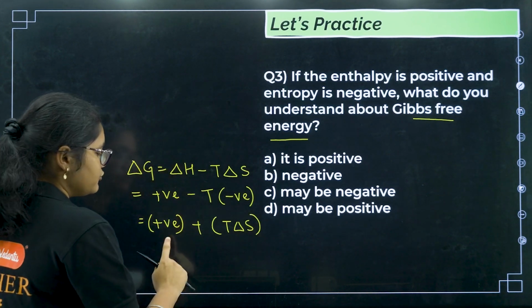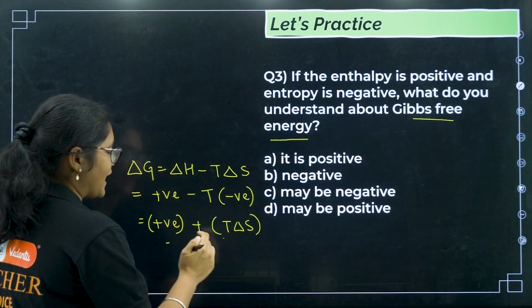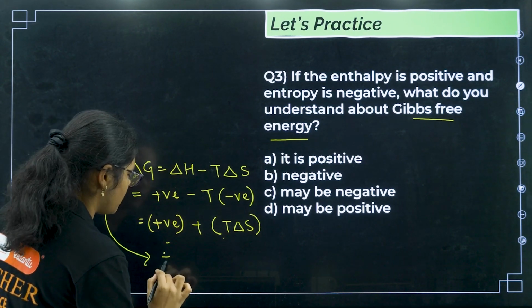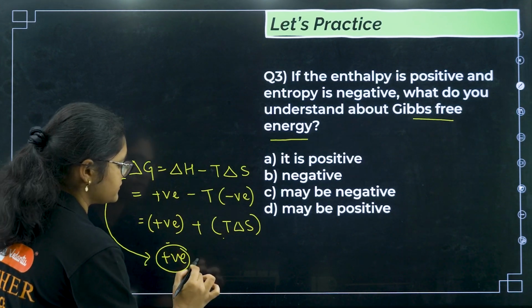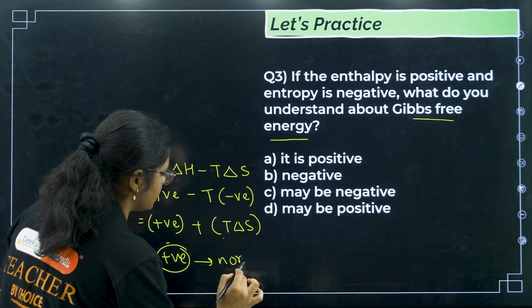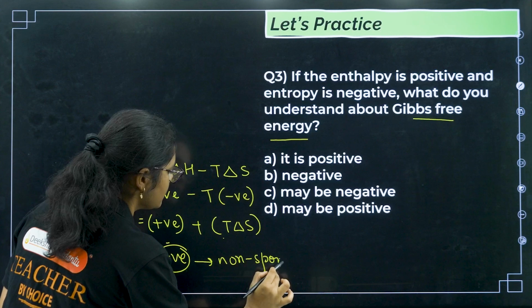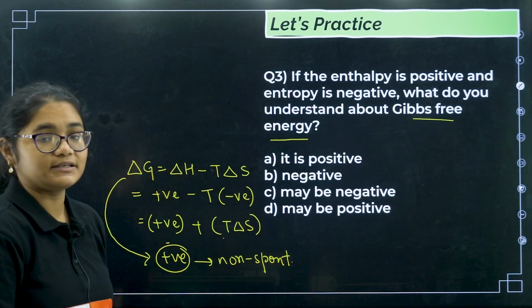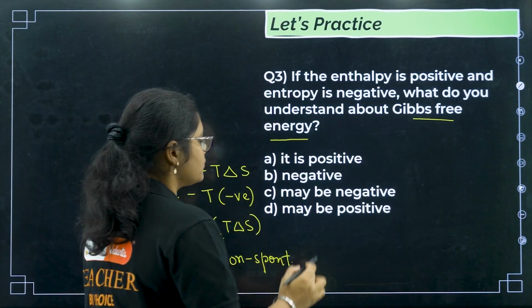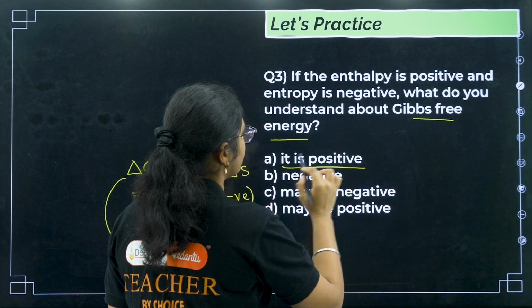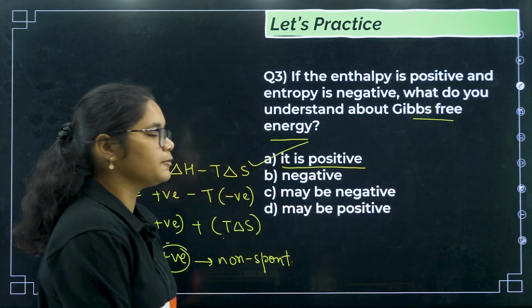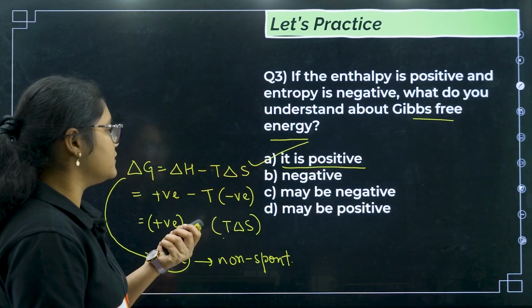Now you see both the terms are positive, and when you add them, delta G will also come out to be positive. Delta G positive means it is a non-spontaneous reaction, because just now we told you that for a spontaneous reaction delta G has to be negative, right? So it is positive. So Gibbs free energy will be positive. Option number A is the correct answer here.